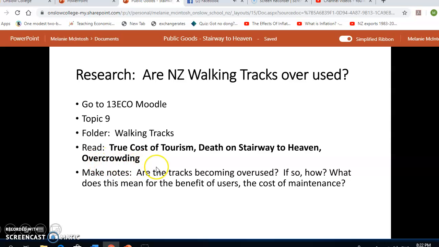And then there are several articles on overcrowding. So I want you to make notes. Are they becoming overused? If so, how? What does it mean for the benefit of users, and can you think about the cost of maintenance? All right, so enjoy.